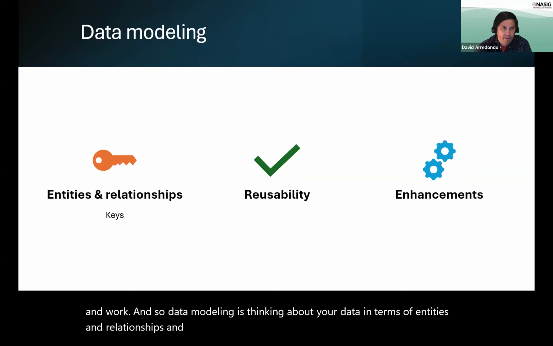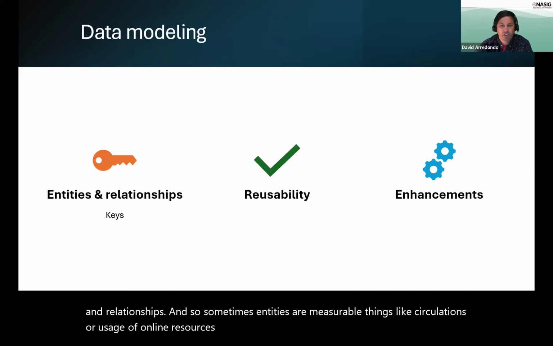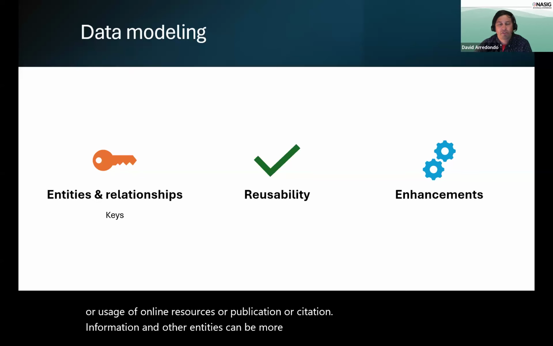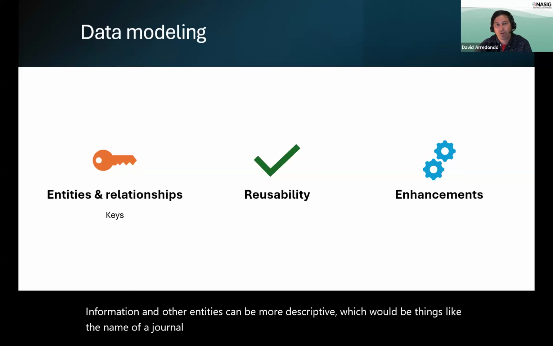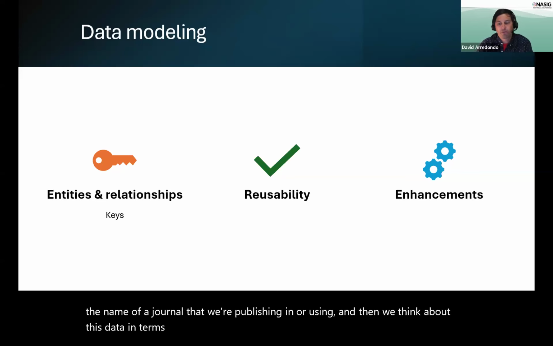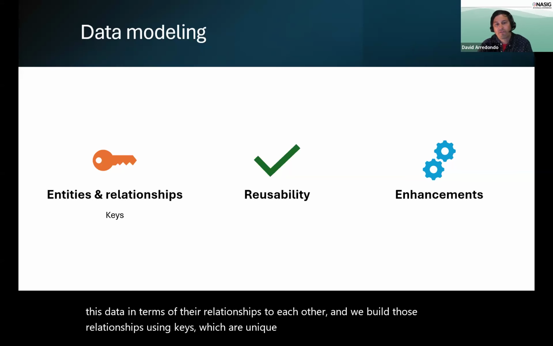Sometimes entities are measurable things like circulations or usage of online resources or publication or citation information. And other entities can be more descriptive, which would be things like the name of a journal that we're publishing in or using. And then we think about this data in terms of their relationships to each other, and we build those relationships using keys, which are unique identifiers in different data sets, so that we can start to analyze our data.